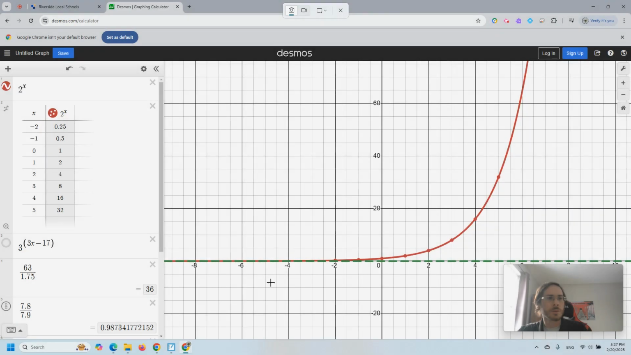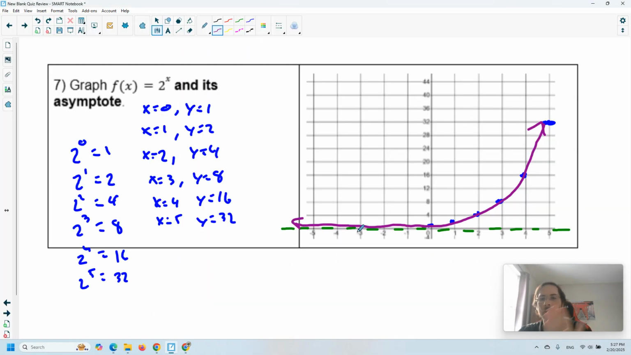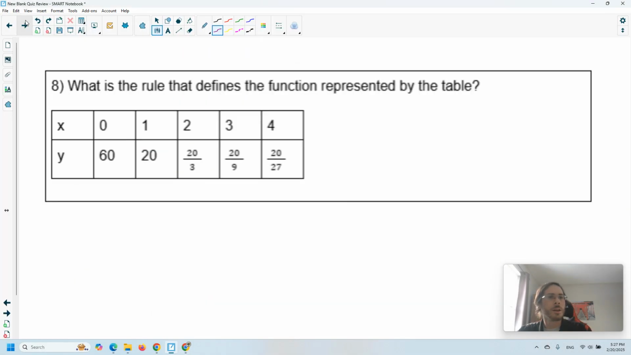All right, I don't need this. I feel good with my graph. We already made the graph. All right, for 8, we need to get the function rule for the table.